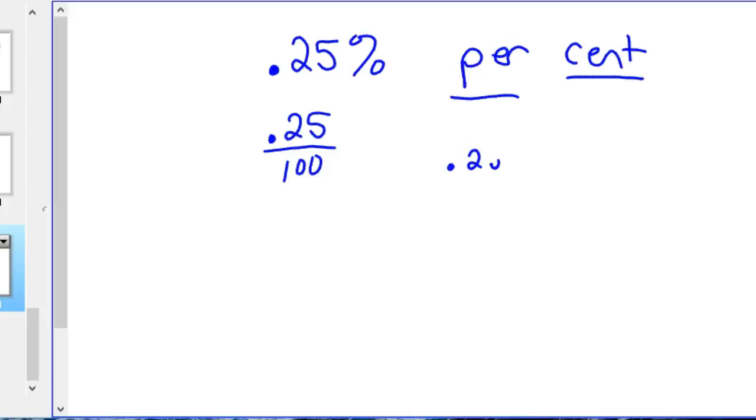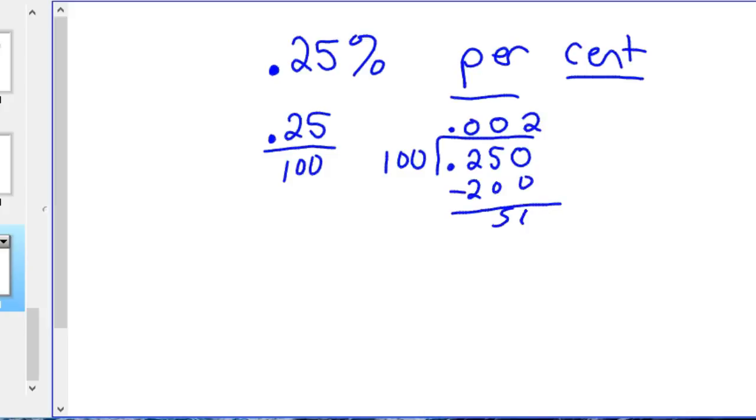If we did it long division wise, well, here's your decimal has to go up. 100 goes into 2 0 times. 100 goes into 25 0 times. We need another 0. 100 goes into 250 2 times, which is 200. And then you have 50, and you bring down another 0, and 100 goes into 500 5 times. And so 0.25% is really 0.0025.